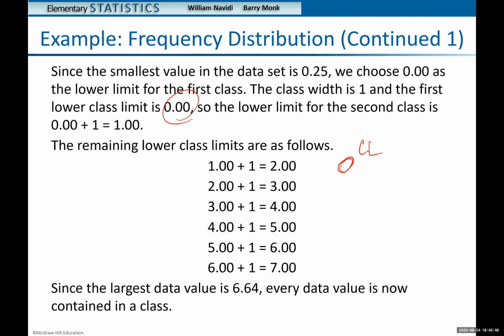And then your class width, remember your class width is equal to 1. All you have to do is add 1 to 0. So 0 plus 1 is 1. 1 plus 1 is 2, 3.